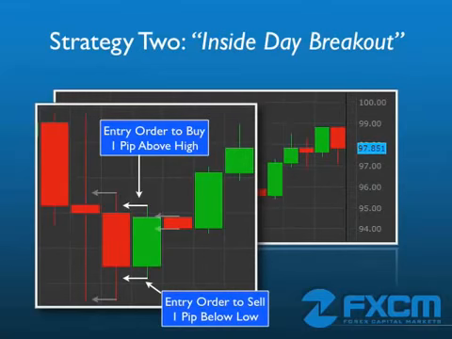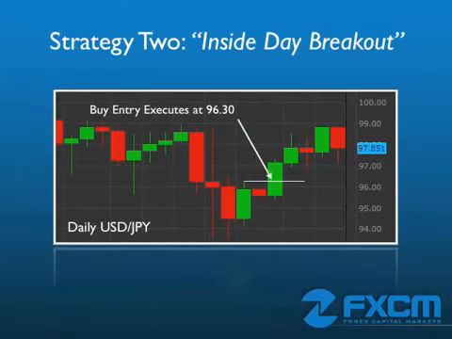The dollar-yen did break out, my buy entry order triggered at 96.30, and I ended up closing out around 98.0 for about 170 pip gain.